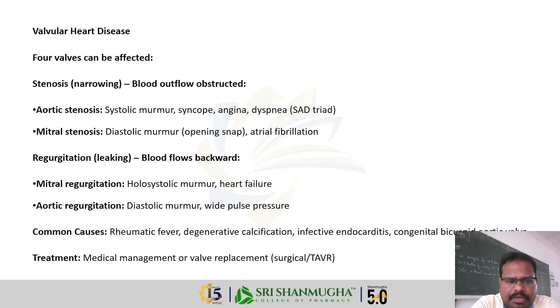That may be divided into two types. In the mitral valve it may be holosystolic murmur and heart failure. In aortic it is diastolic murmur and wide pulse pressure. What are the common causes? Rheumatic fever, degenerative calcification, and these are the common causes. And treatment is medical management and valve replacement. In surgery we can remove the valve and replace the valves.